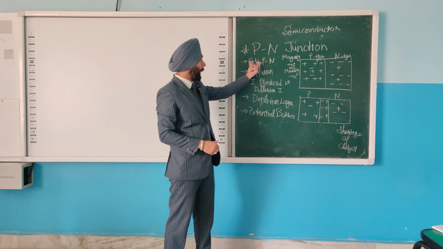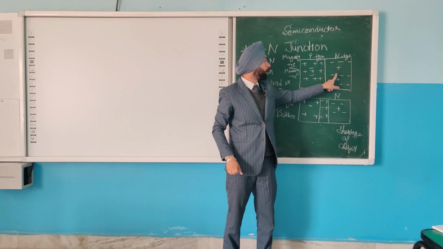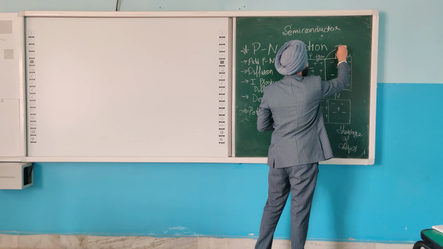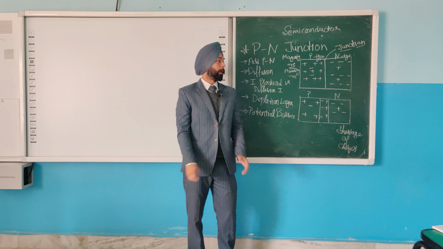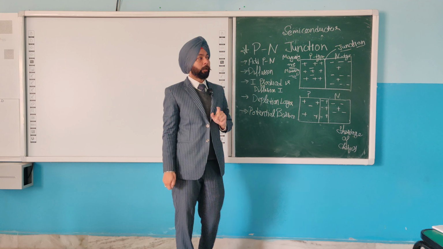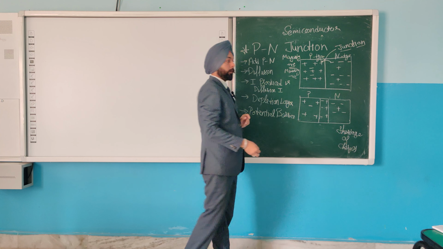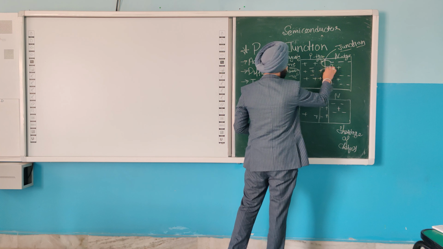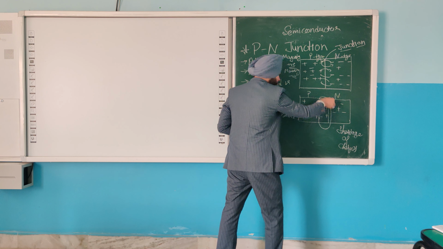When we join the P type and N type, one junction is formed which separates the N type and P type. This is called the junction. When we join P type and N type, the process is called the diffusion process. When the diffusion process is performed, negative charges move towards the positive and positive charges move towards the negative. Then a layer is formed between the P and N.